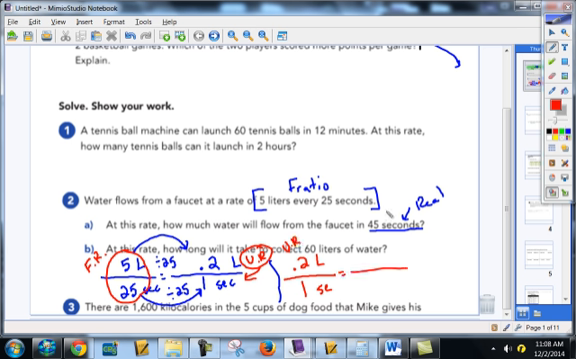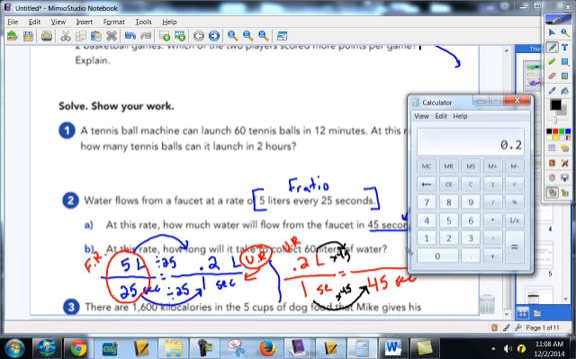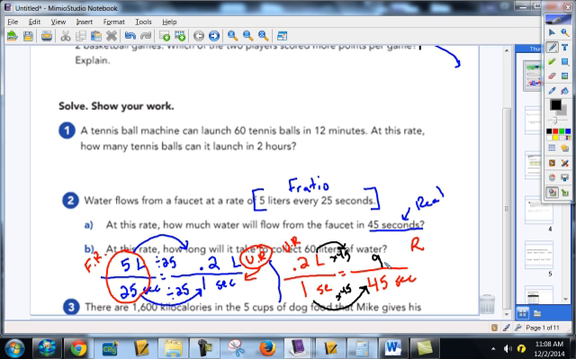Now I'm going to figure out my real information. This becomes my real. Okay? And that's saying, well, what if I had 45 seconds running? If it ran for 45 seconds, how many liters am I going to let go down the drain? So I look here and say, okay, I know that I am multiplying by 45, so then I need to do 2/10 times 45. And that's going to give me 9. Okay? 9 liters. Did we see how I did that?